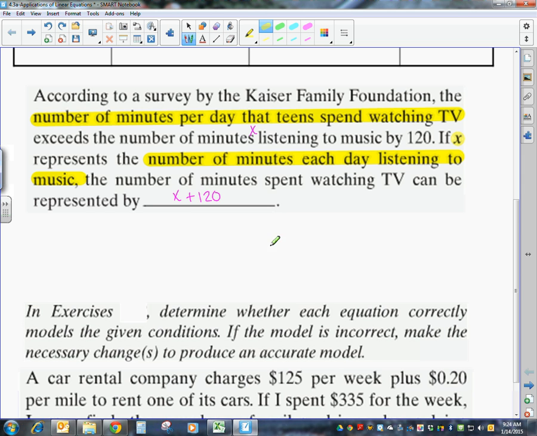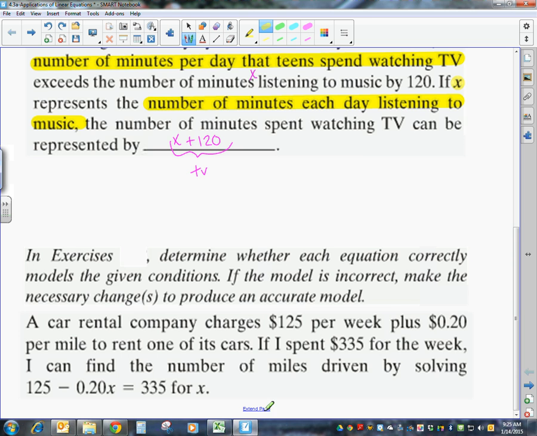But again, read it many times. See if that makes sense. This is supposed to represent the number of minutes watching TV. So keep this in mind, this whole thing represents the TV watching. Is that more than the amount for music, plus 120? And that's what that is. So that's how we know we're on the right track.